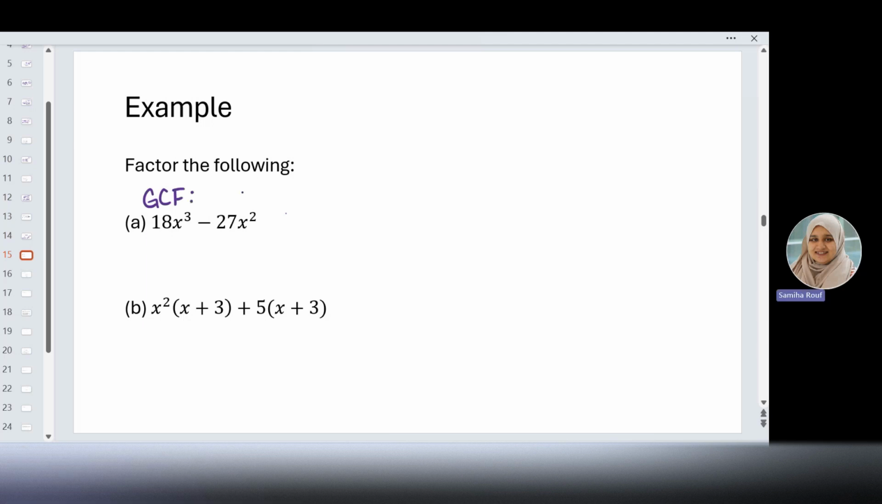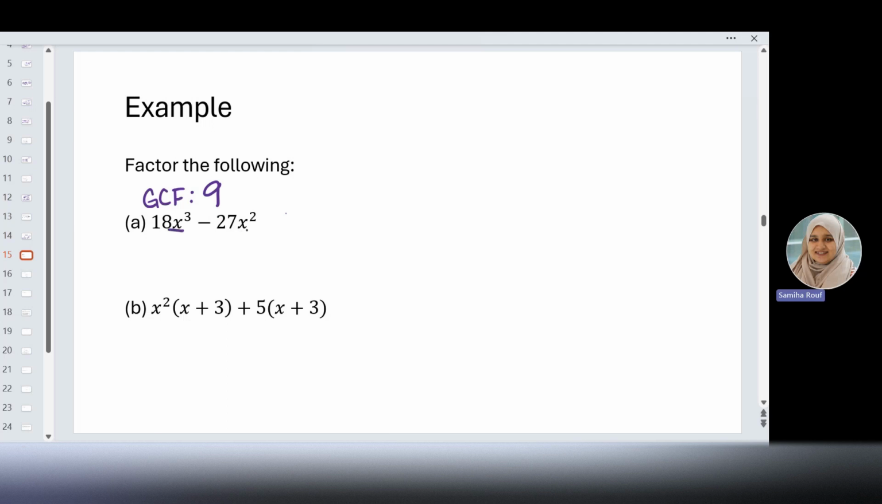Between 18 and 27, both of them can be divided by 3. But the goal is to find the greatest common factor. So let's see if there's a number that's bigger. Both of them can be divided by 9. 18 divided by 9 is 2, and 27 divided by 9 is 3. And that would be the greatest common factor for those numbers.